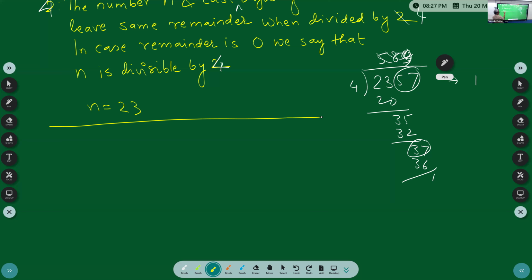When we divide 23 by 4, the physical meaning of that is: I have got 23 notebooks and I am supposed to divide them among 4 students. How many will each get? That is the real life problem we are solving, and that is where division comes into the picture.